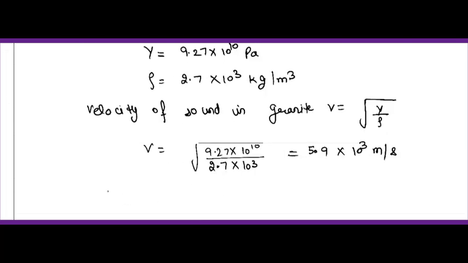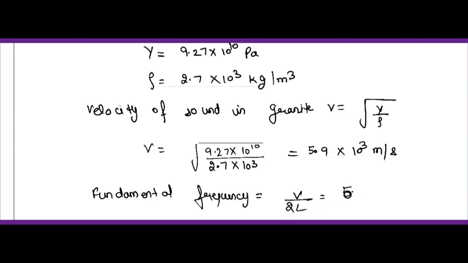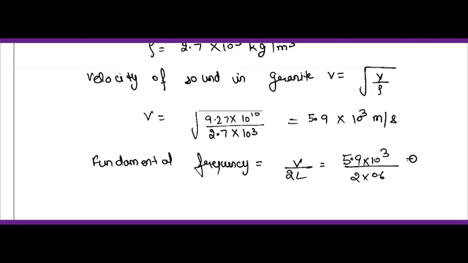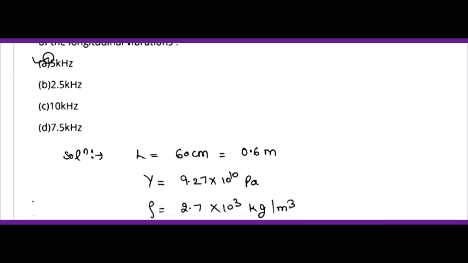This is the velocity, and the fundamental frequency is V divided by 2 times L. So this is 5.9 into 10 power 3, and this is divided by 2L, that is 2 into 0.6. So on solving this we get the fundamental frequency, 5 kilohertz here. So this is the required answer for the question. Now we check which option is correct here. So our option A is correct.